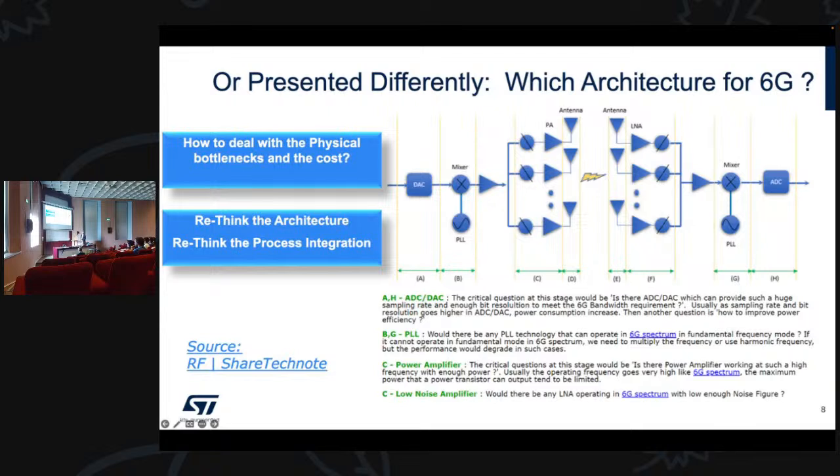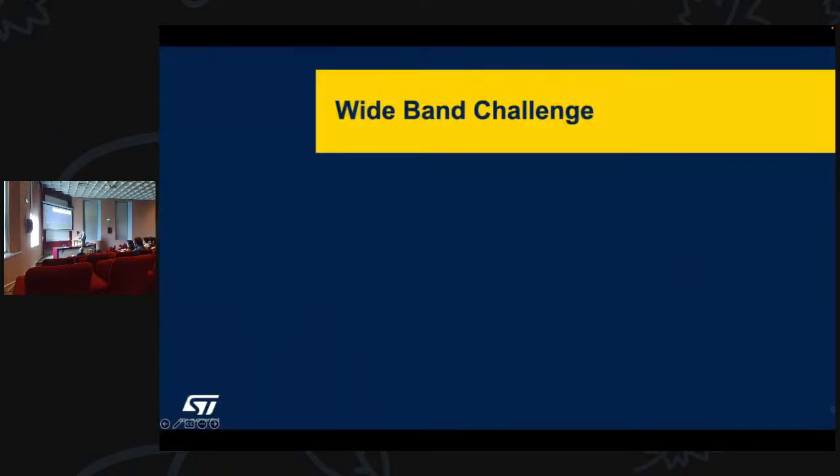So we have to rethink the architecture. We have also to rethink the process integration. Our main target for the civil market is always the cost, power efficiency, cost. So the first challenge is the wideband.